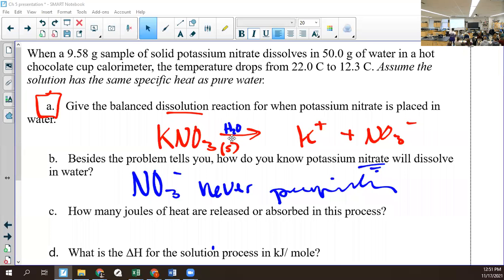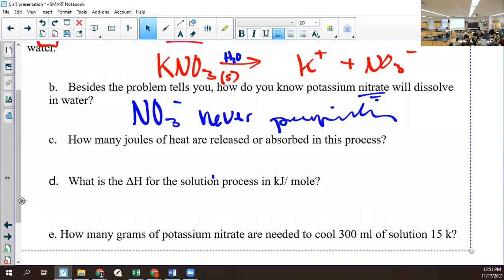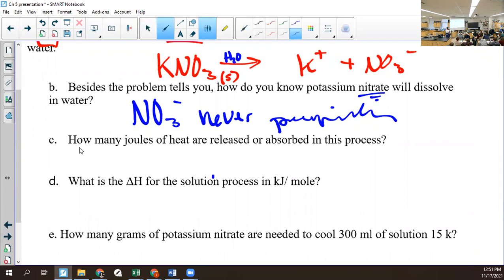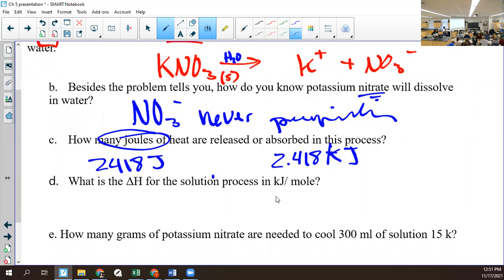All right, here we go. If you need help on this, please come in the morning. Actually, I won't be here. Please come after school or to B time or ask a friend. I'm just going to go over whatever the answers are you tell me. So how many joules of heat were released in this process or absorbed? Oh, it does? Okay, so good point. 2,418 joules. Thank you.